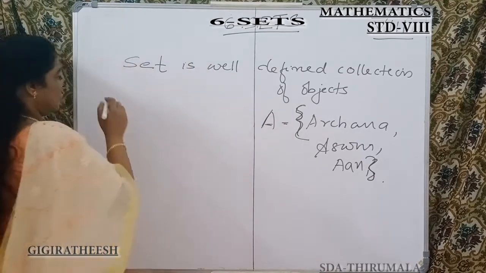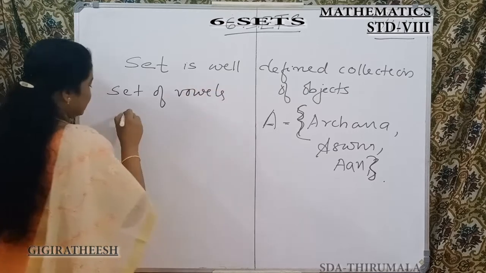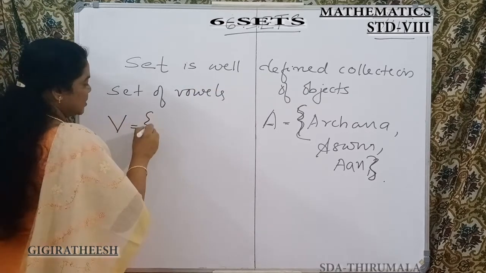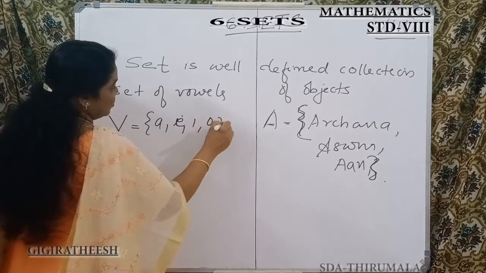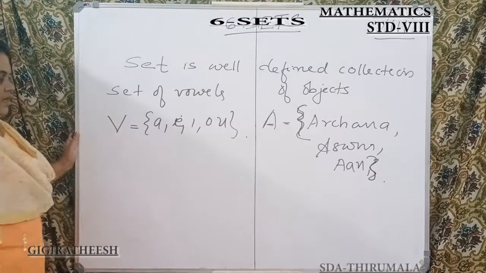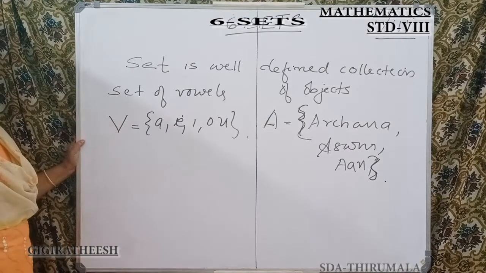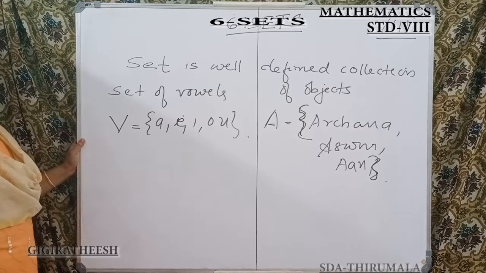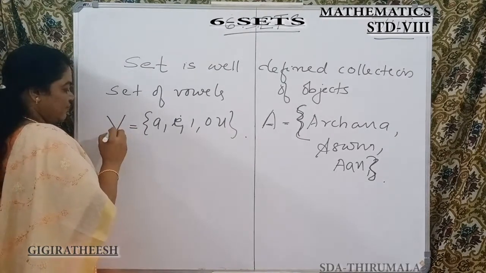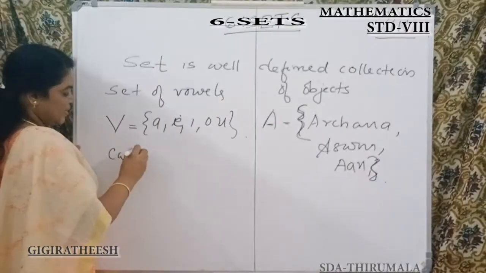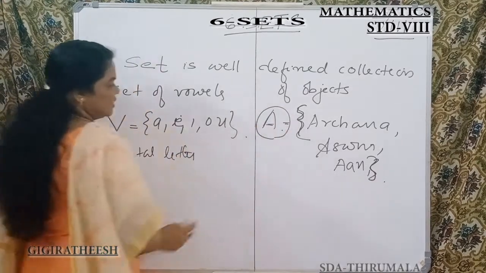That is a set of vowels. V is equal to the set of A, E, I, O, U. This is the collection, the set of vowels. Listen again: this is represented by a capital letter V, a capital letter.